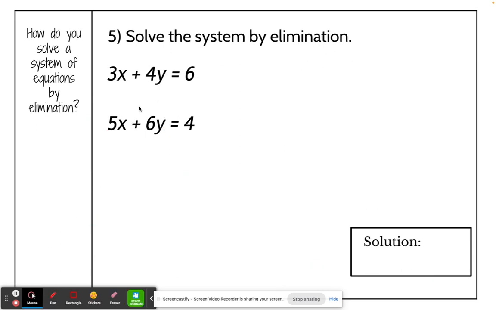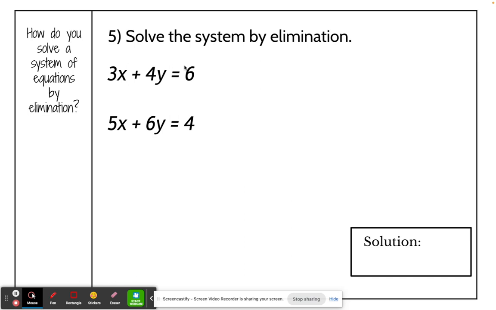Okay, let's solve another one. Again, in this case, I don't have a positive and a negative. I don't have anything that cancels out, so it's kind of annoying. It's like, what can I do? I could decide which I want to cancel out, my x or my y. It doesn't really matter. I could multiply this equation by 5 and this one by negative 3, and then my 15x and negative 15x would cancel out.